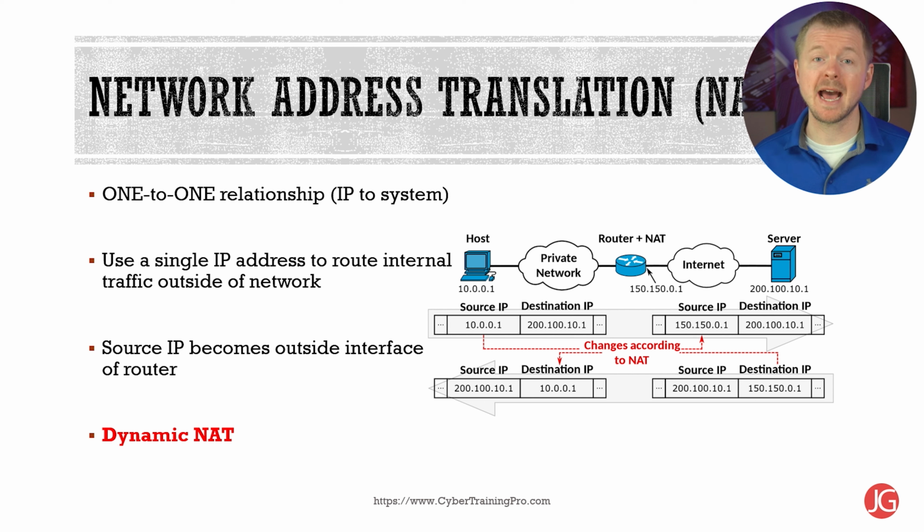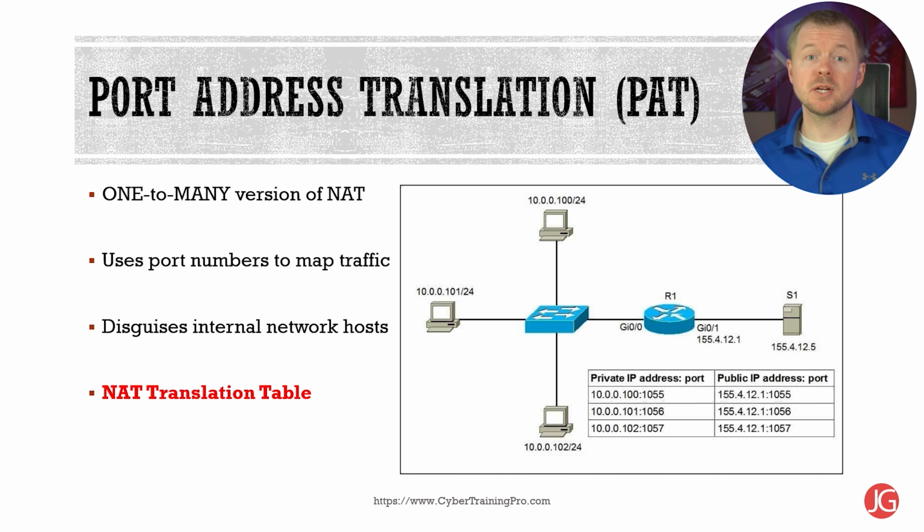Now, one issue with NAT, though, is that you need enough public IP addresses to actually translate the traffic out, because every session needs its own IP address. Dynamic NAT, also known as pooled NAT, allows you to provide several IP addresses that can be used for NAT, but there's a better solution. Port Address Translation, or PAT, is a one-to-many connection technology version of NAT. Now, PAT uses port numbers to map traffic from specific machines on a network.